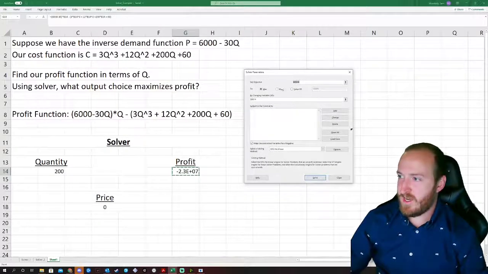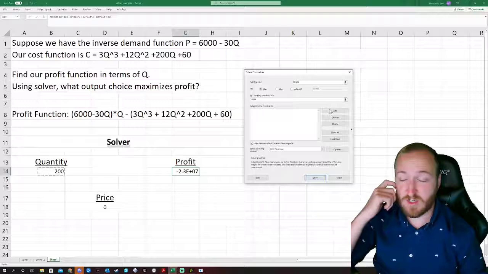And we're going to set our objective. So our objective is to maximize profit. So we're going to make sure that this cell is highlighted for our objective. We're going to try to maximize profit by changing our quantity cell, right? So by changing quantity, we're going to maximize this.